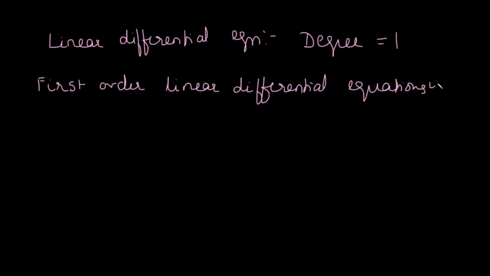That is, those which contain only dy by dx. So those having only dy by dx as the derivative, or dx upon dy, whatever the case may be. So this is the type of differential equations that we are going to learn to solve over here. Now, let me give you the general form of this differential equation.